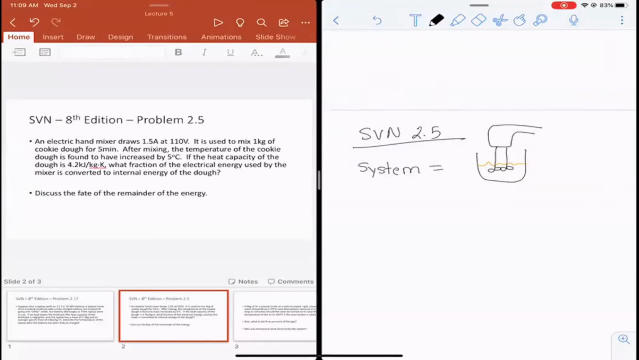Would it be right to include the bowl as well? Okay, I mean, we always could include the bowl. Actually, this is an interesting question on where you draw the boundary, because you're not told anything about the bowl. So we could possibly include the bowl if we knew something else about it. Anybody else? Anybody have a preference?